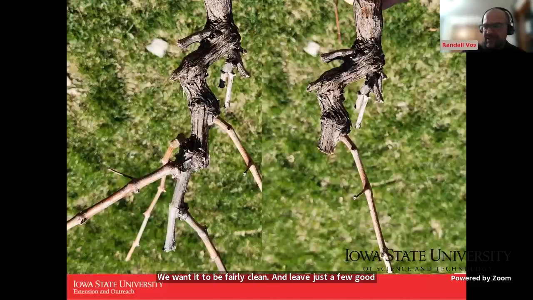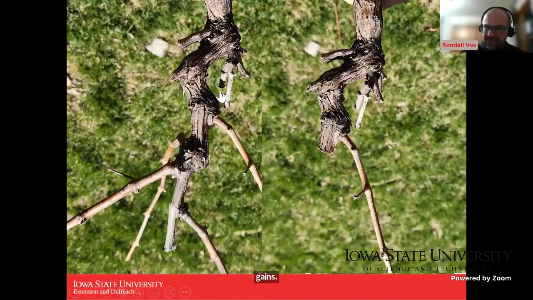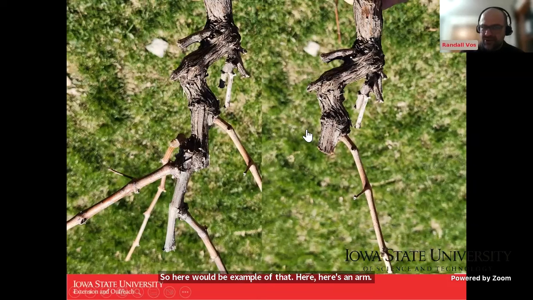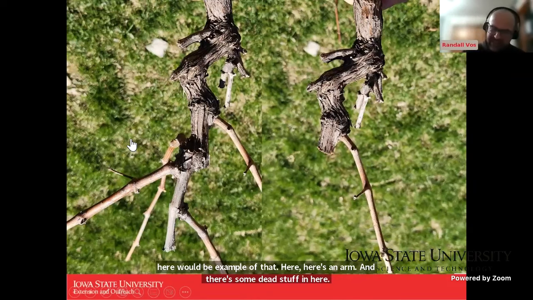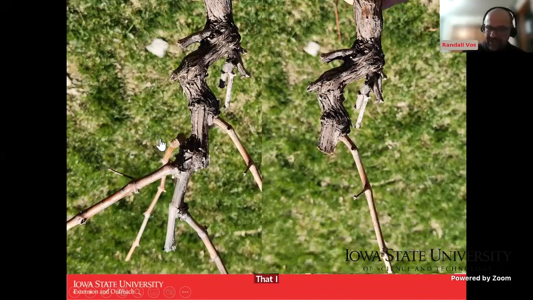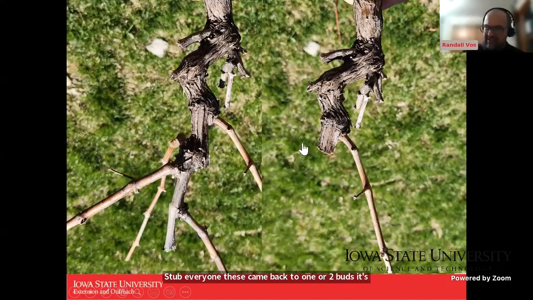So here'd be an example of that. Here's an arm, and there's some dead stuff in here that I should have pruned off. On the left hand side as before, and some people would maybe just stub every one of these canes back to 1 or 2 buds. It's better than just to leave one good cane that originates from close to the cordon.